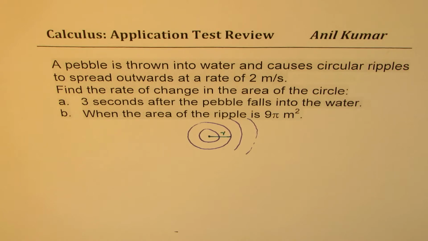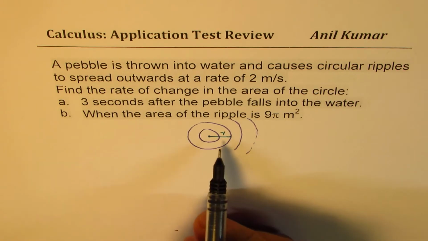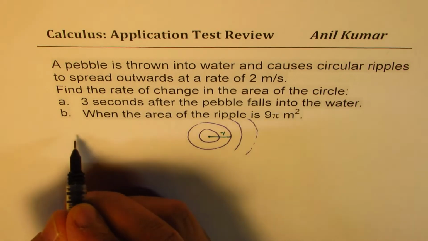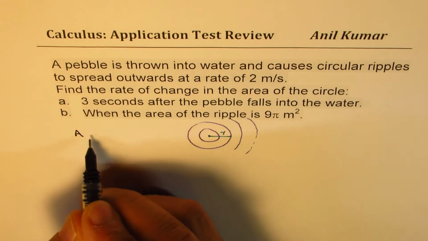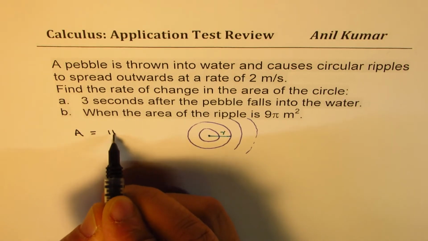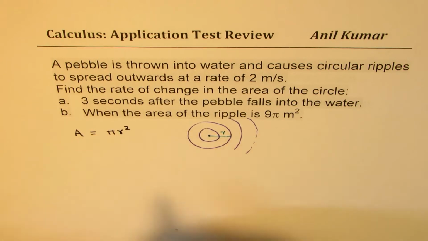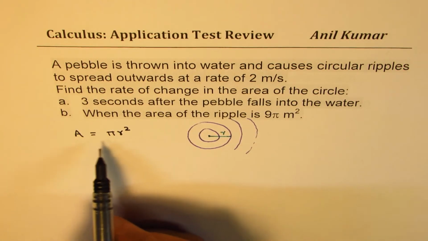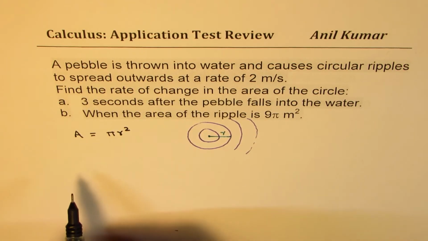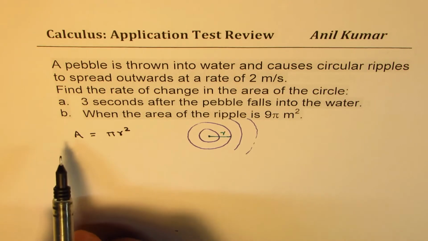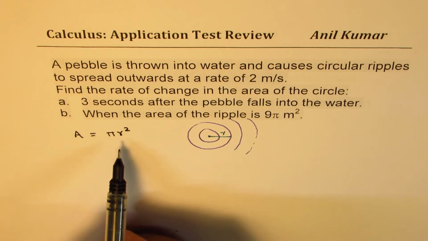So whenever you look into a question, you should know what parameters to link. So we get our equation as area equals pi r squared. So that's an easy equation. For a circle, the area is pi r squared. Now, how do I find the radius?